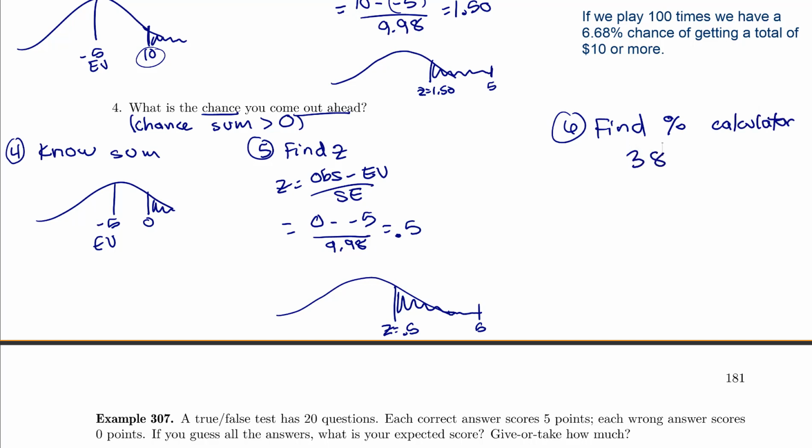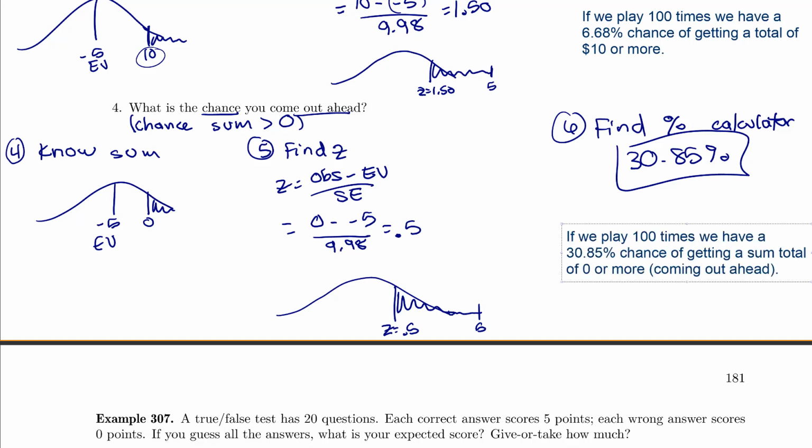So 30.85%. So if we play 100 times, we have a 30.8% chance of getting a total of 0 or more, or coming out ahead. So if you played 100 times and had a 30% chance of coming out ahead, that would actually be a very friendly game. Most casinos aren't going to give you games that are that friendly to you.